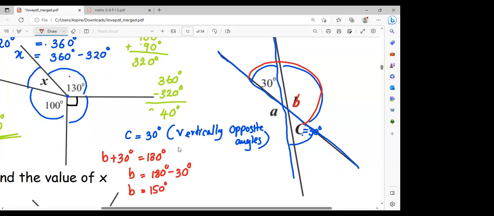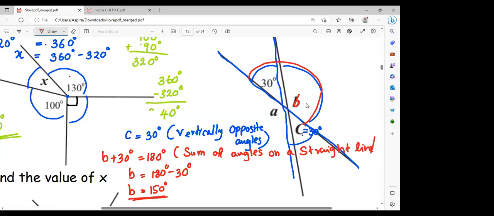150 degrees. Actually, here we write it because of the relationship: sum of angles on a straight line. This is the reason. Then B equals 150.